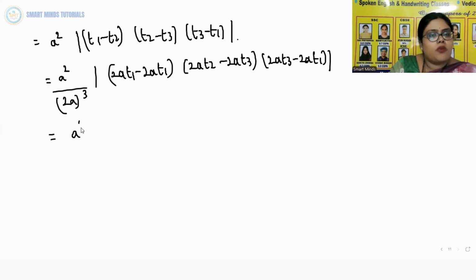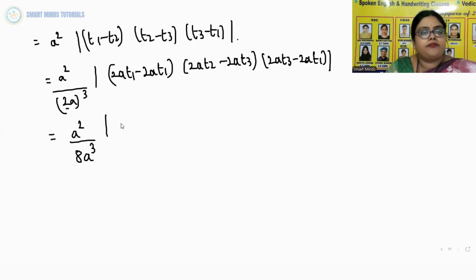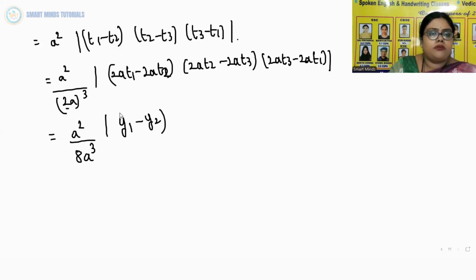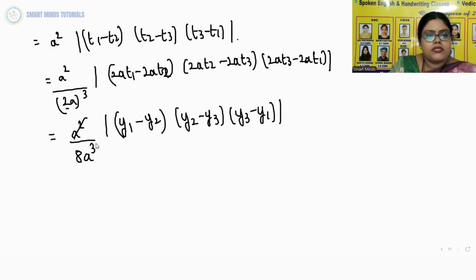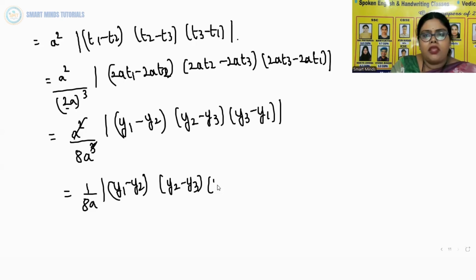So this is a square by 2 cube, that is 8a cube. Mod. Now 2at1 is y1. This is y1 minus y2 into y2 minus y3 into y3 minus y1. A square gets cancelled. So you get 1 by 8a mod y1 minus y2 into y2 minus y3 into y3 minus y1 square units, because we are finding the area of a triangle.